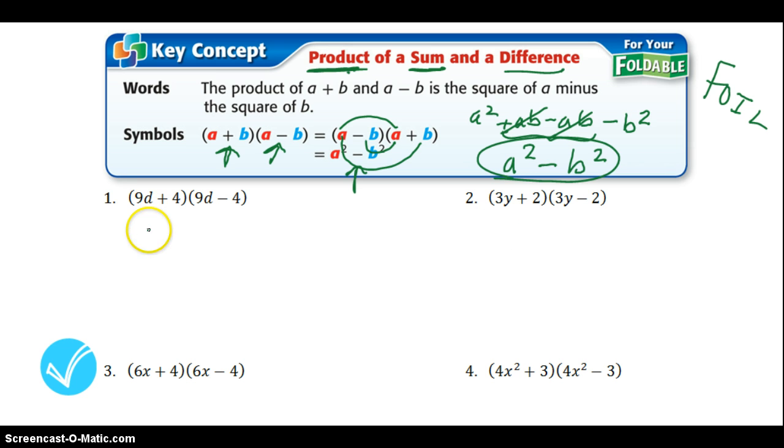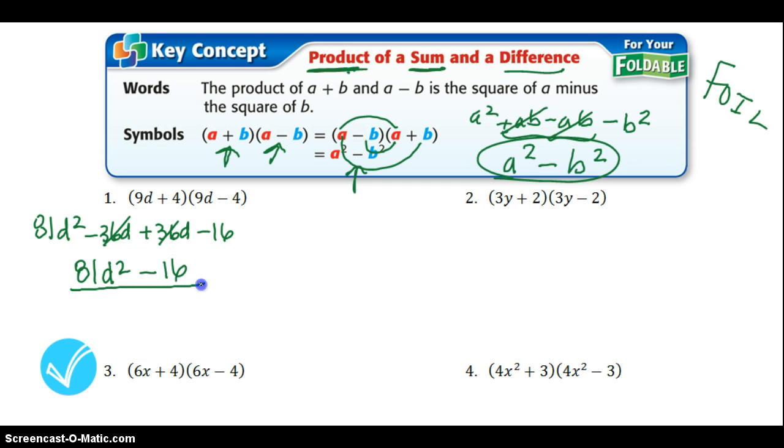So for number 1, let me do the FOIL method. To the left, 9d times 9d is 81d squared. 9d times negative 4 is going to be negative 36d. 4 times 9d is positive 36d. And positive 4 times negative 4 is a negative 16. And the middle terms cancel. And I am left with 81d squared minus 16 as my final answer using the FOIL method.